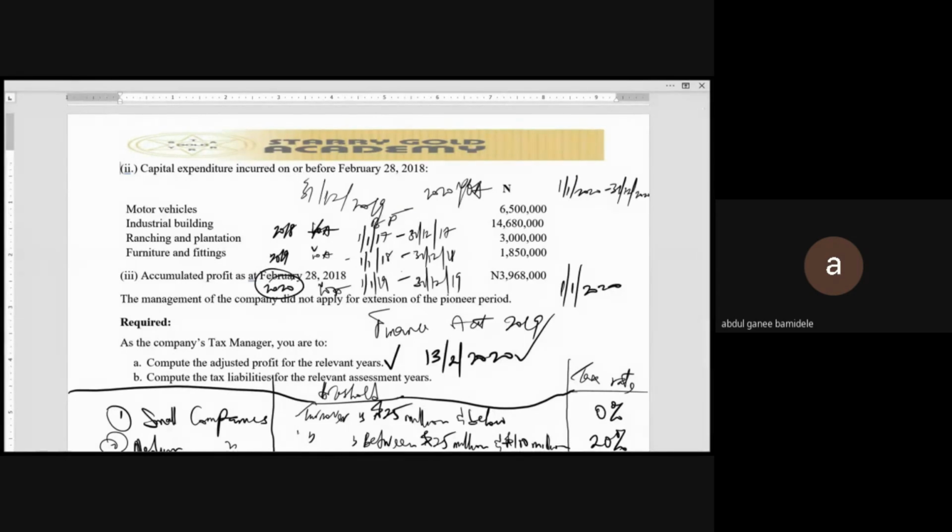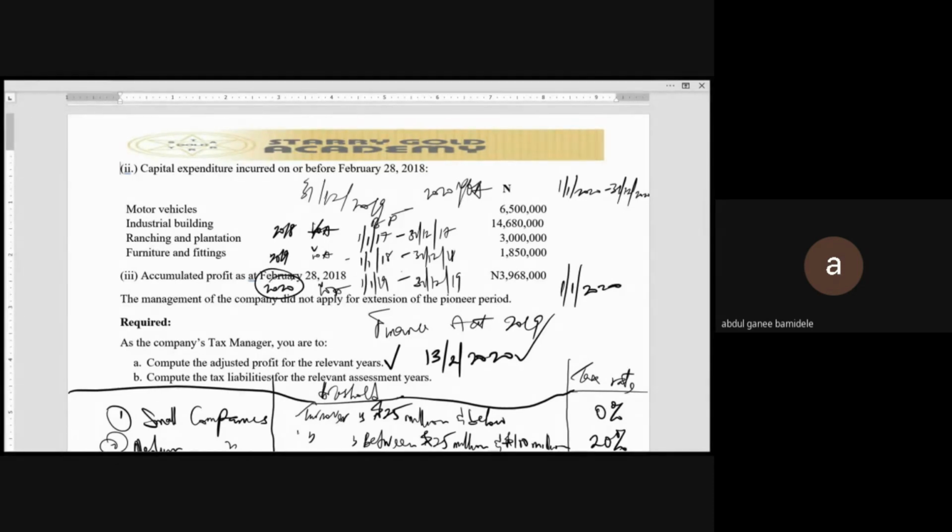We have to compute the tax liabilities for the relevant assessment years. So in computing the tax liability, because they said relevant assessment years, and we are given that the accumulated profit as at February 28, 2018 is 3968. That's the accumulated profit. So we need to do our adjusted profits. So we have 2018 assessment year, we have 2019 assessment year, and we have 2020.